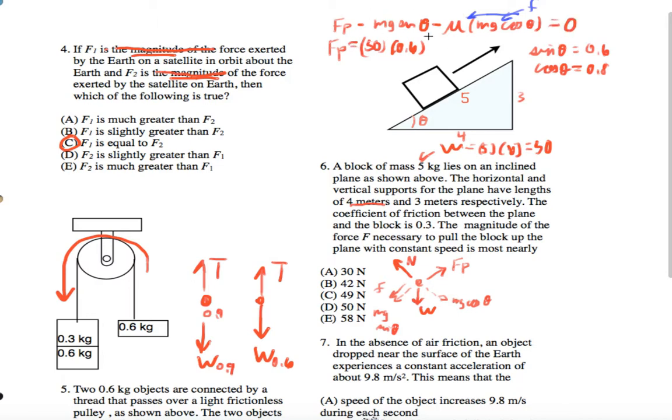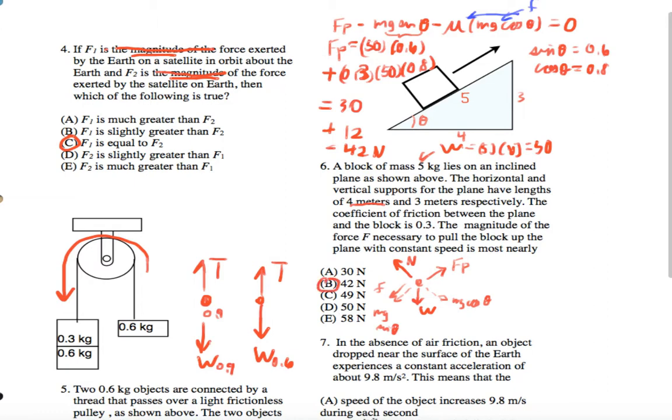And now that means the pulling force is going to be the weight times the sine of theta, plus I'm going to add to this 0.3 times 50 times 0.8. So when I actually work that out, that's going to be 30 plus 12, which ends up being 42 newtons worth of force.